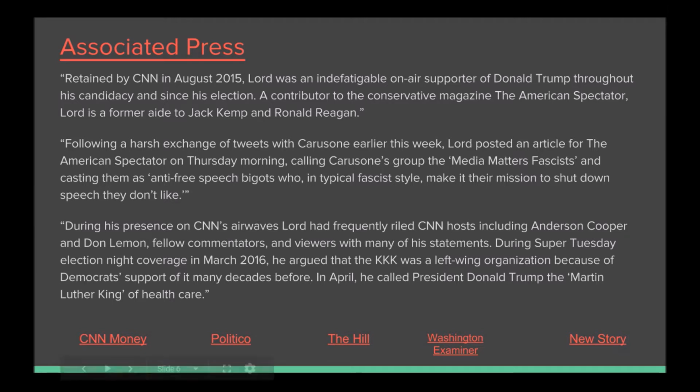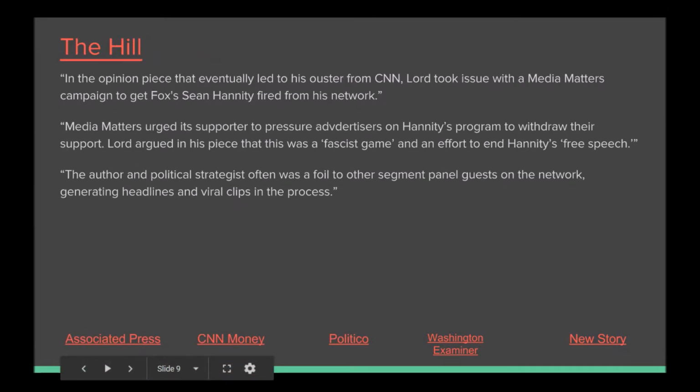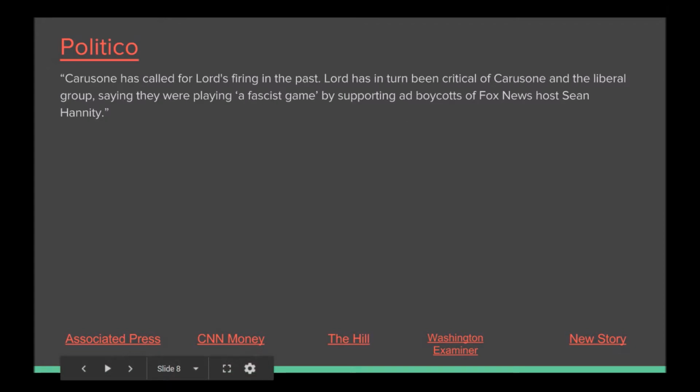But how are other groups covering it? Let's look at The Hill. So The Hill is a Washington, D.C.-based news organization that covers specifically things happening in Washington, D.C. You can see that here they add some context. They say that the Media Matters campaign was trying to fire Sean Hannity from Fox News, and apparently Lord was not happy about that. By the way, these are all quotes, so any typos that you see come from the original organization and not from the bot. They add some more context about Lord's tenure on CNN as well, saying that he was generating headlines and viral clips.